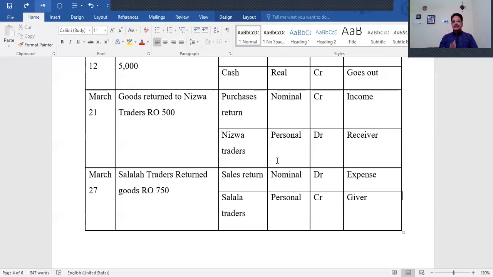Just like that, sales is an income, revenue. Revenue is always credit. Sales is a revenue, and revenue is always credit. Then sales return decreases revenue, so it will be debited. Do you understand like this? Purchase always debit, purchase return always credit. Sales always credit, sales return always debit.